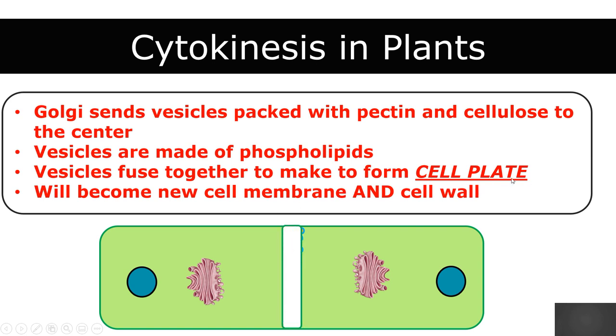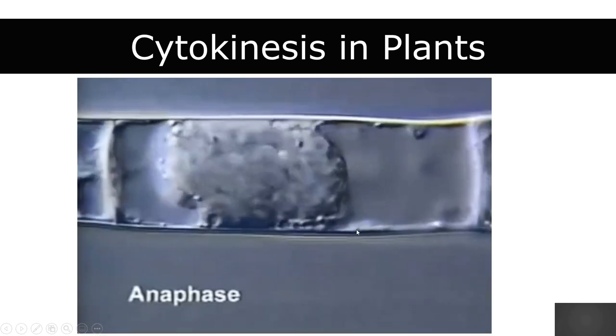Cell plates only occur in plants, never in animals. That's cleavage furrow in animals. And once they fuse, that will become the new cell membrane and cell wall. And so this is how cytokinesis occurs in plants.